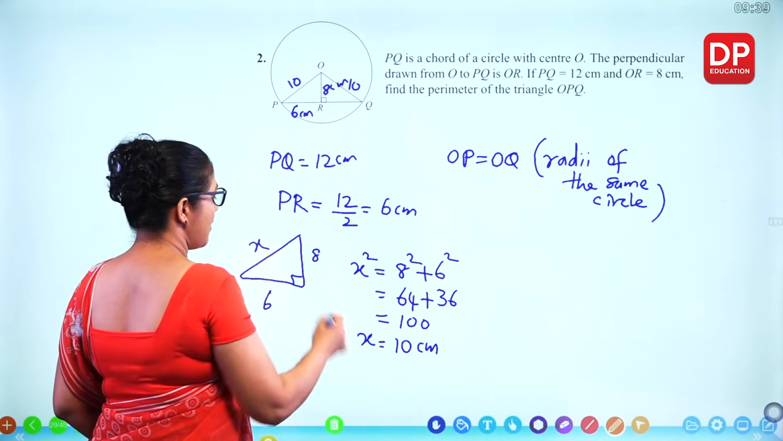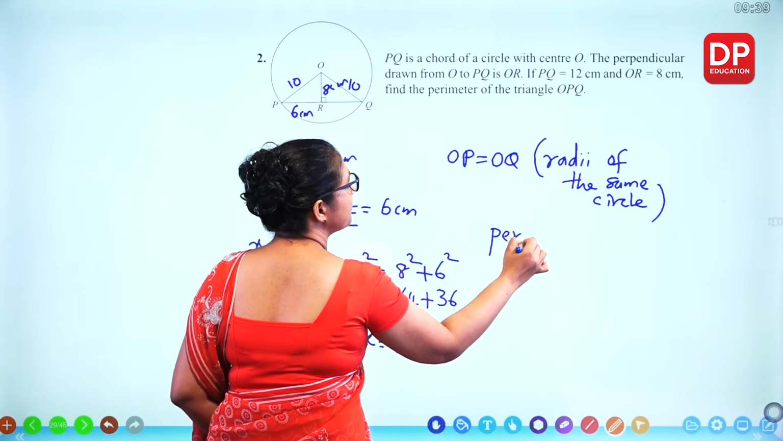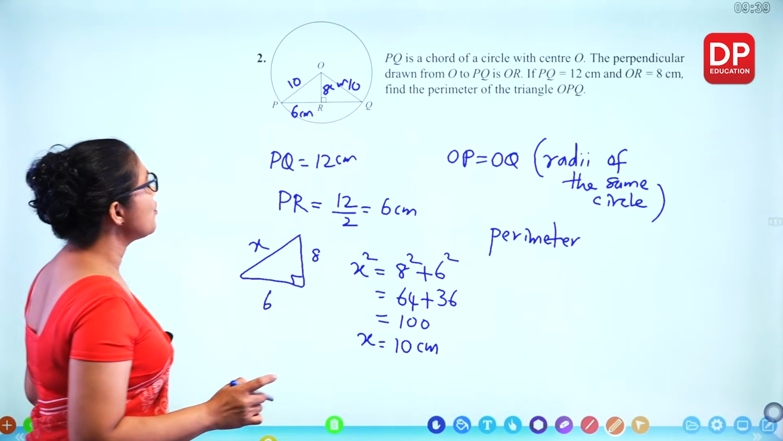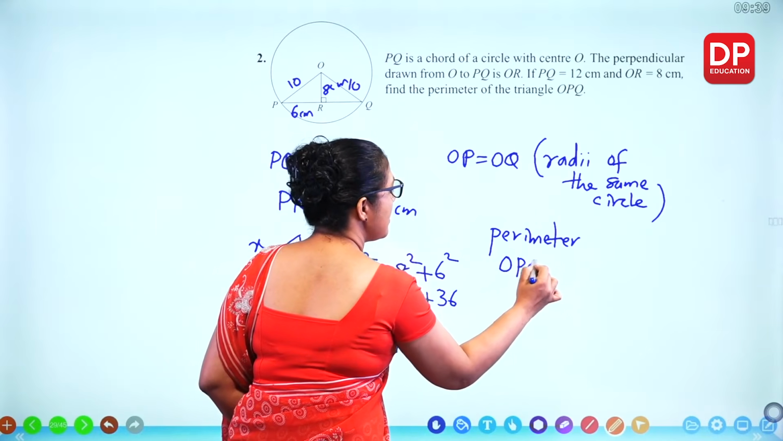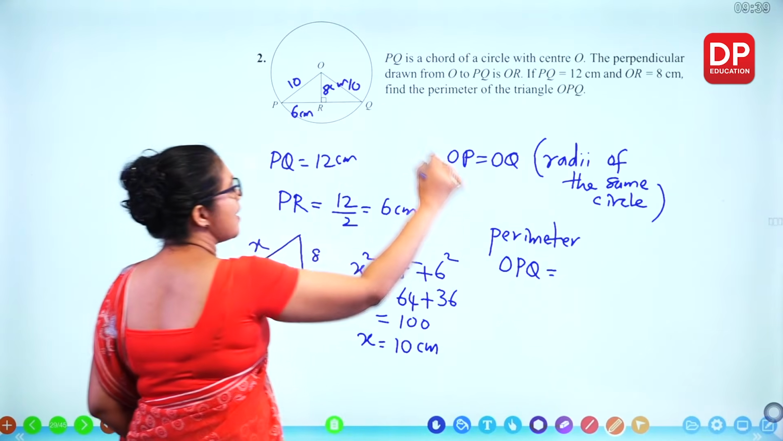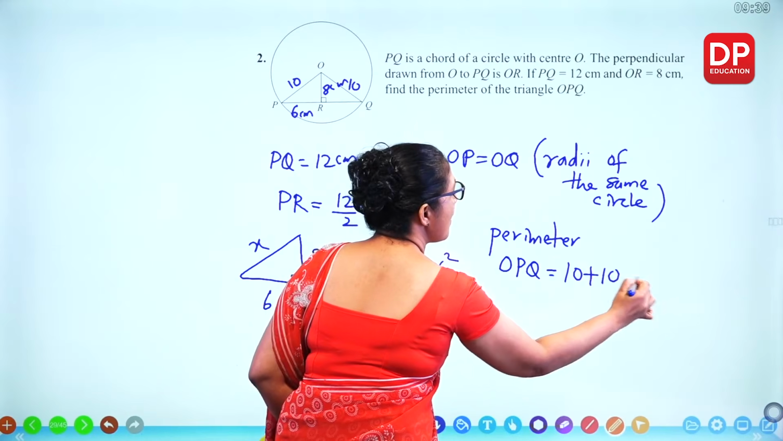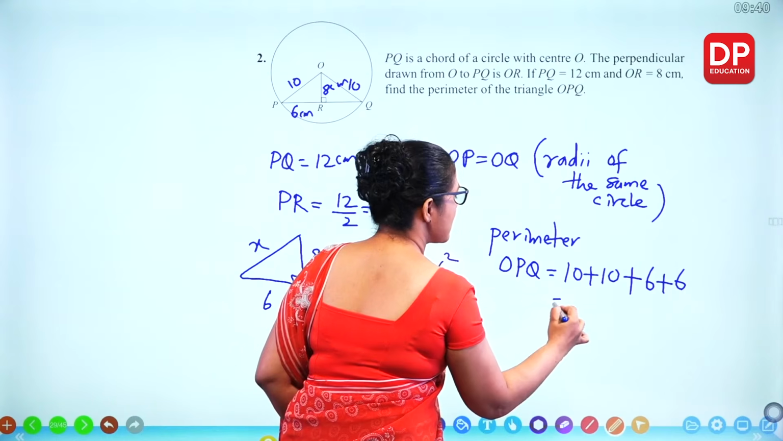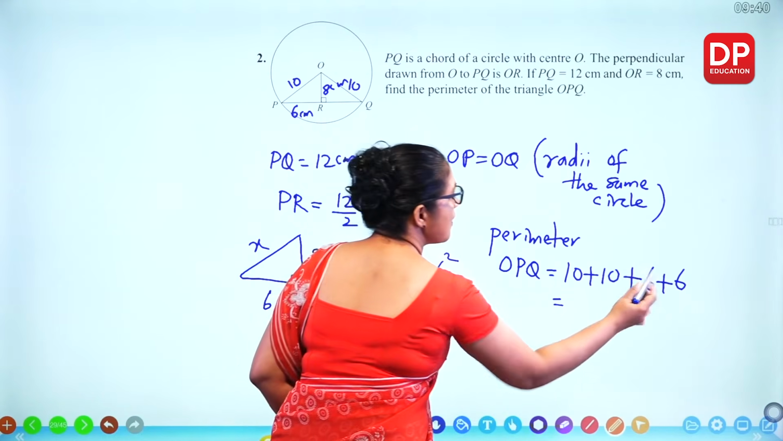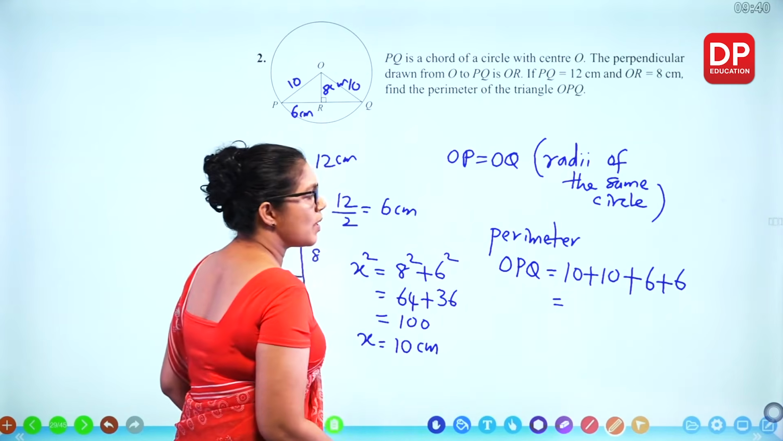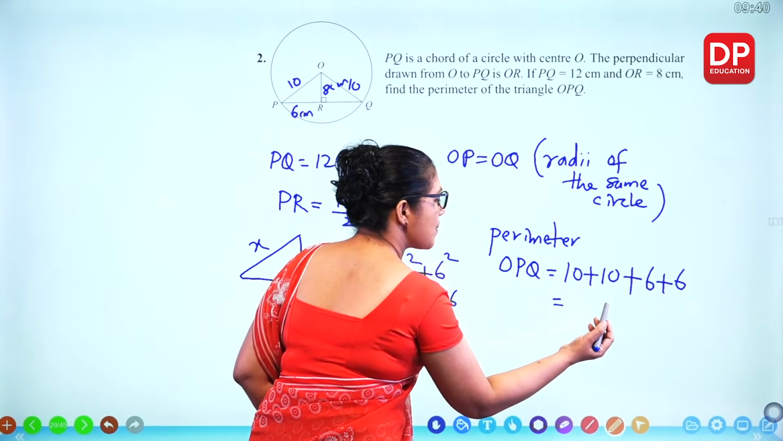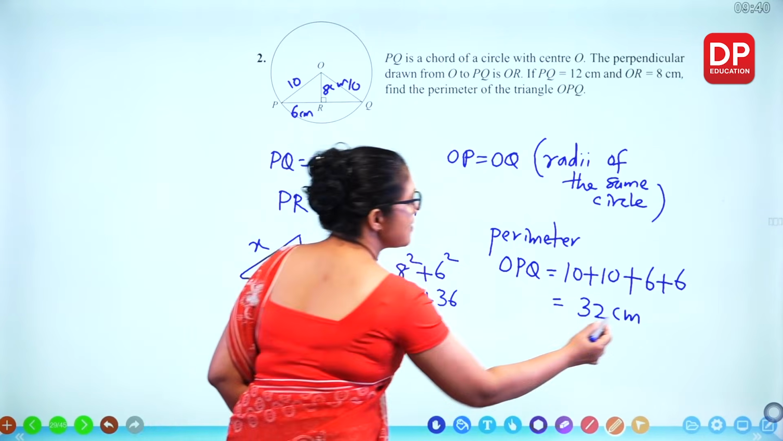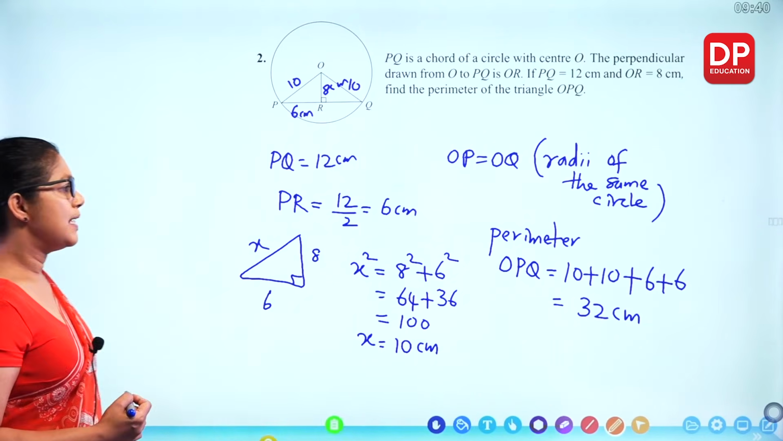So here we can write down, so what's the perimeter? Perimeter of OPQ triangle is 10 plus 10 plus, this is 6 and this is 6. So 6 plus 6. So what's the answer? 10 plus 10, 20, 26. 26 plus 6, 32. This is in centimeters. So the answer is 32 centimeters.